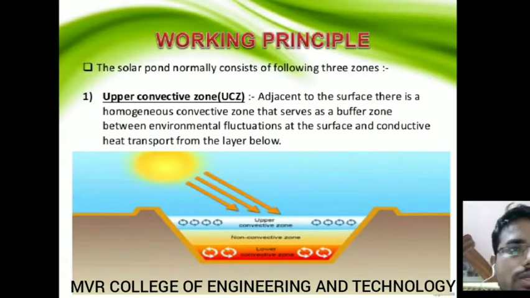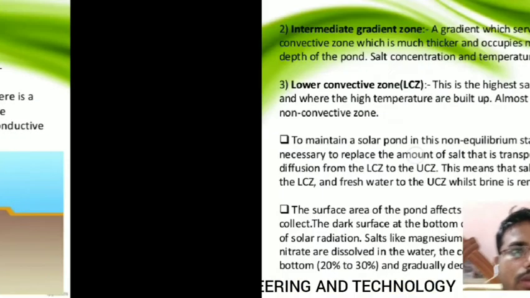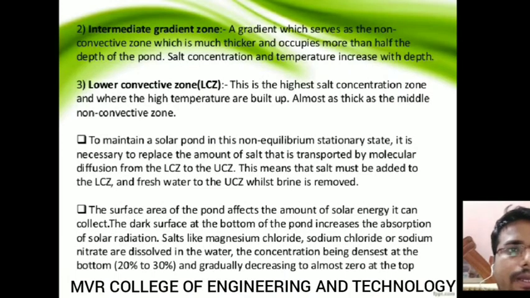Okay, so like this, the upper convective zone acts as a buffer zone between the environmental fluctuations at the surface and the conductive heat transport from the layer below. So the next one is the intermediate gradient zone.